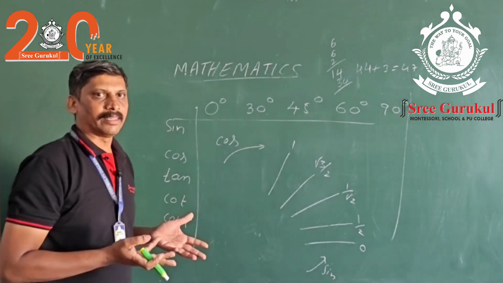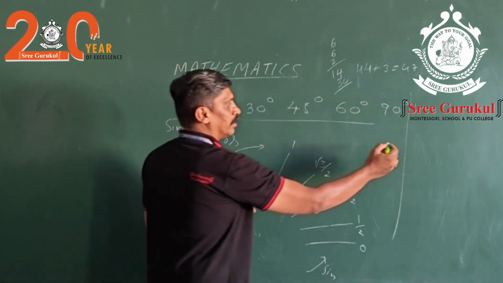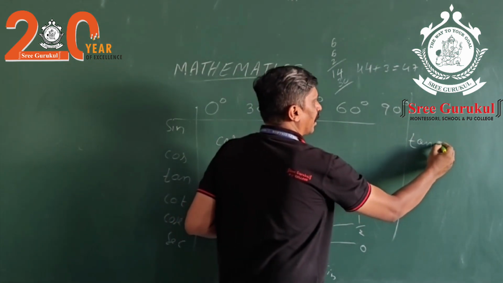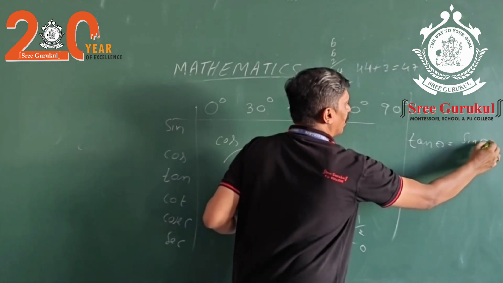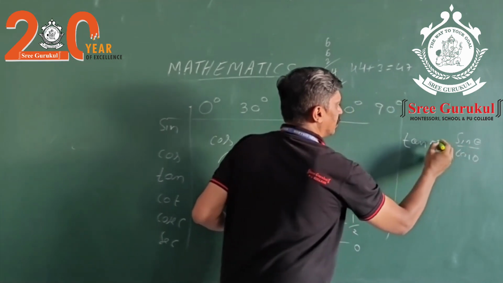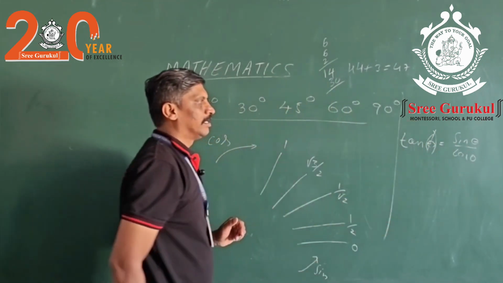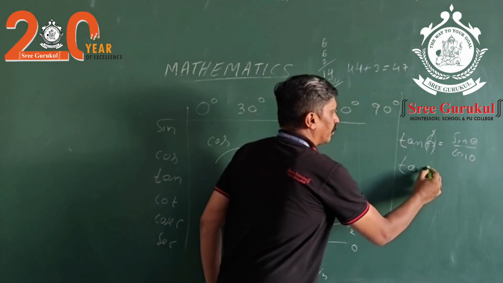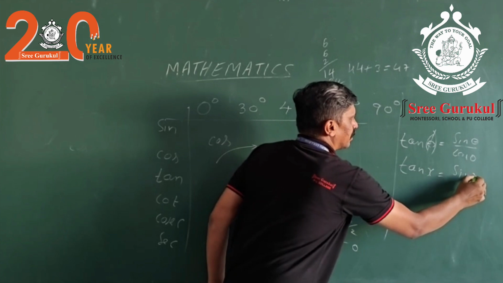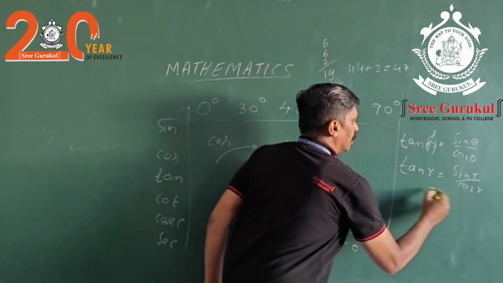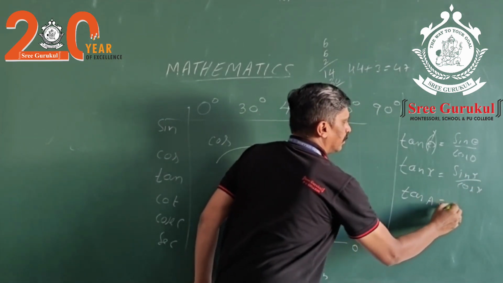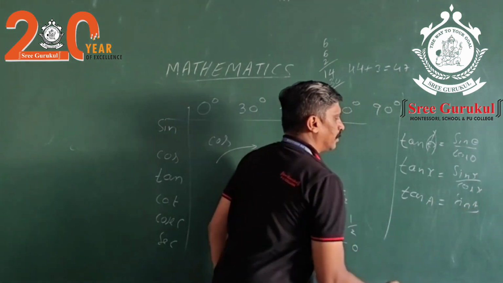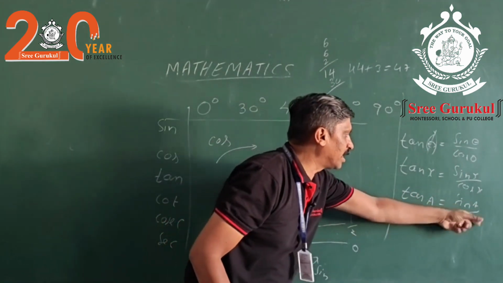So what about tan? Tan means what? Already we said tan of an angle is equal to sin of an angle by cos of an angle. Theta is nothing but the measurement of an angle. Instead of theta, suppose you write x: tan x is written as sin x by cos x. Suppose tan a is sin a by cos a.